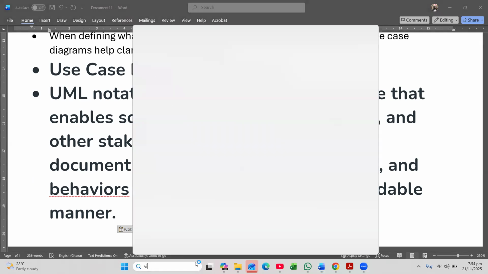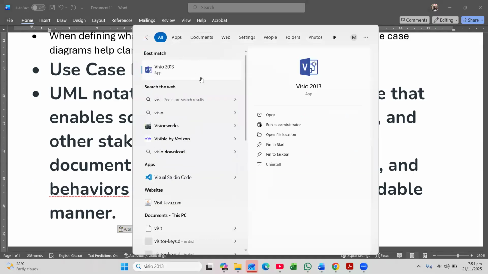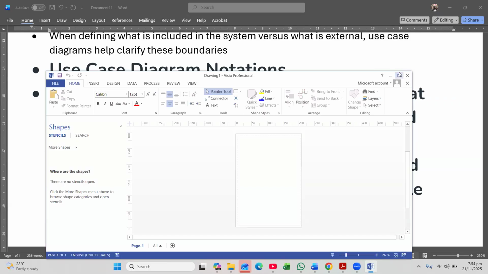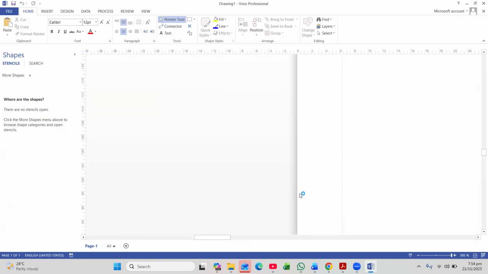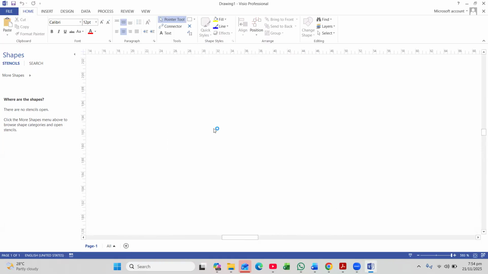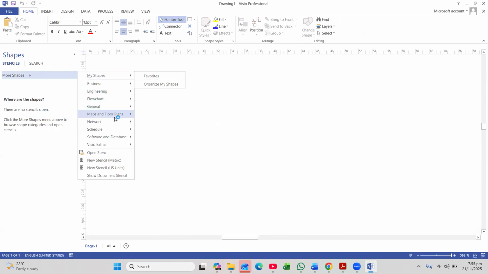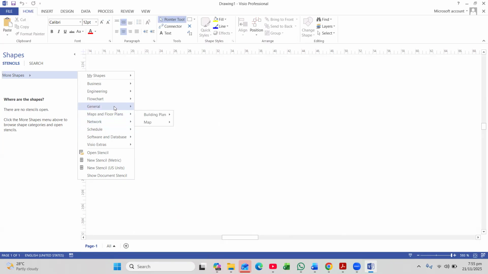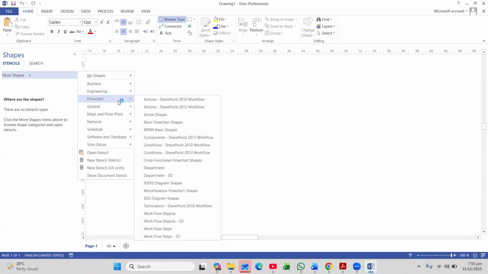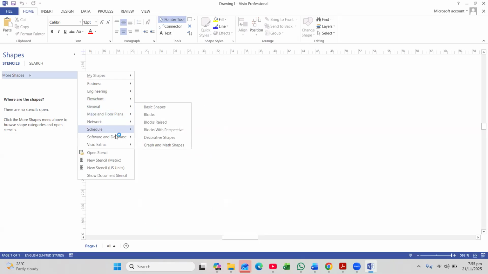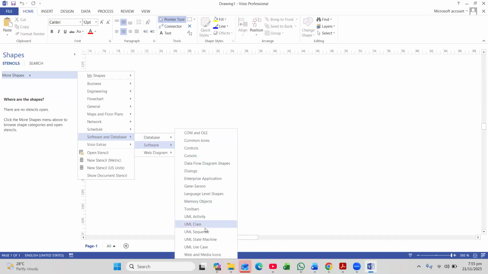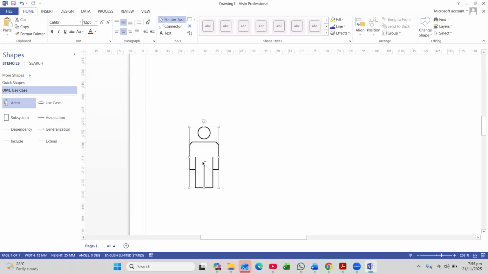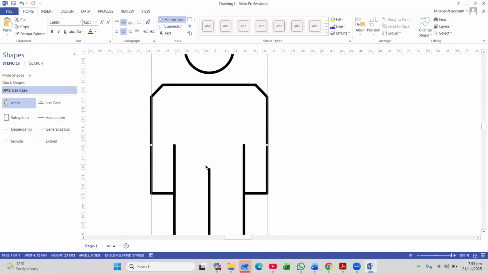With that, I'll open Microsoft Visio. And in Visio, I'll open a blank canvas and I will start utilizing it. So I have a canvas here. In here, I'll go for the shapes. The first shape, or the first notation we will learn, is the actor. So we call this the actor.